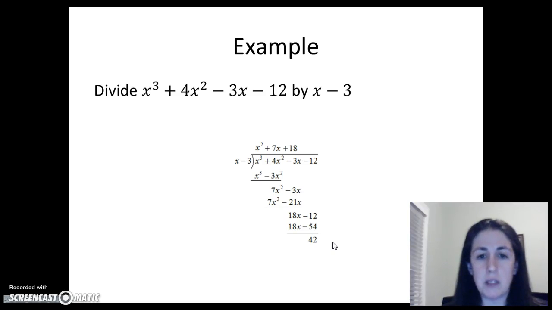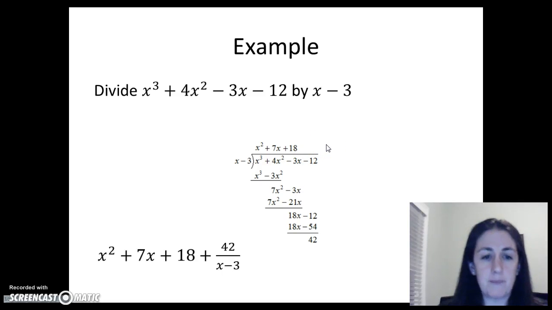So that's our remainder. Now, ordinarily back in long division, you wrote a big R 42, but we don't write it that way anymore. So the way we write our remainder is we'll say it's x squared plus 7x plus 18, and then that remainder, 42, we'll put it over what we divided by, that x minus 3. And that's how you write a remainder. You put the remainder over what you were dividing by.